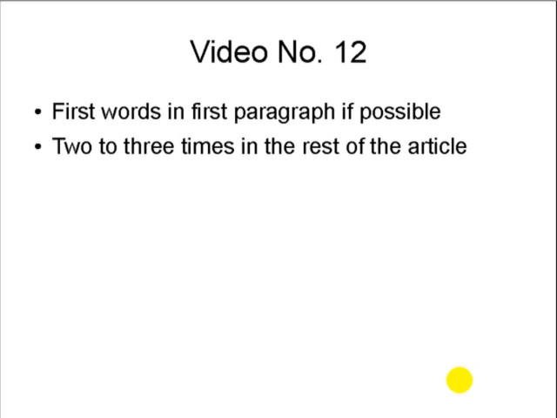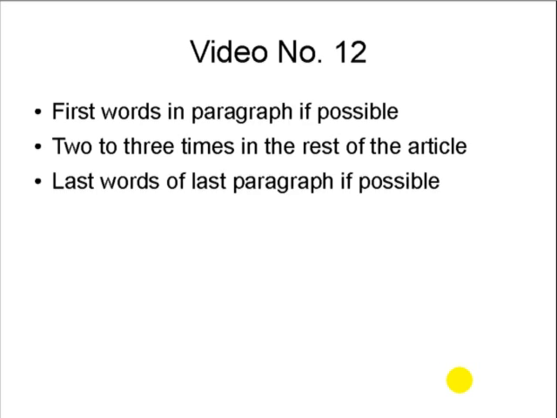Here's how you should distribute your keywords. If possible, the very first words in your first paragraph should be the keyword. Sometimes you have to use a few words as introduction before you can work the keyword in, but it's best if the very first words in the first paragraph are your keyword. Then 2 or 3 times in the rest of the article you should use the keywords. At the very end of your last paragraph, you should use the keyword again.